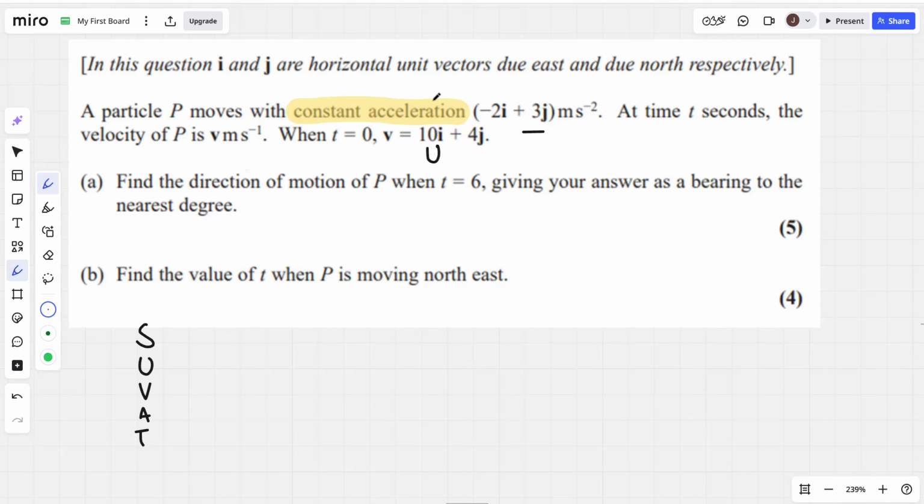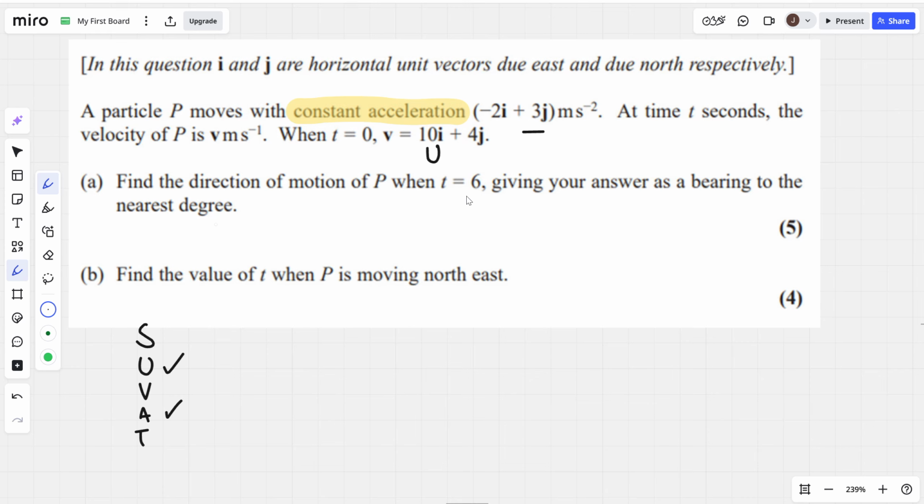Okay, so we've got another question here. It says constant acceleration, which is our cue for using a SUVAT. So that's the acceleration. At time t, the velocity is v, and at time t0, the start of the journey, they've called it v, I've written u here. So we've got a u, we've got an a.